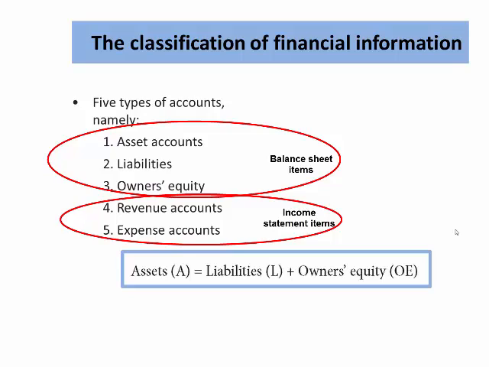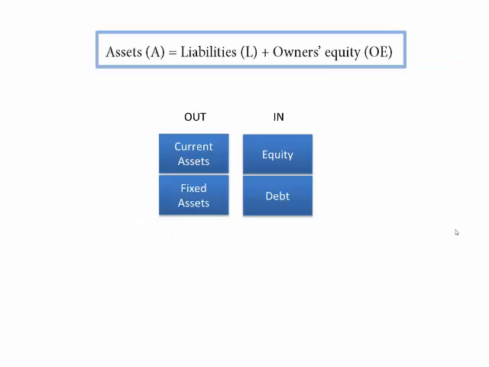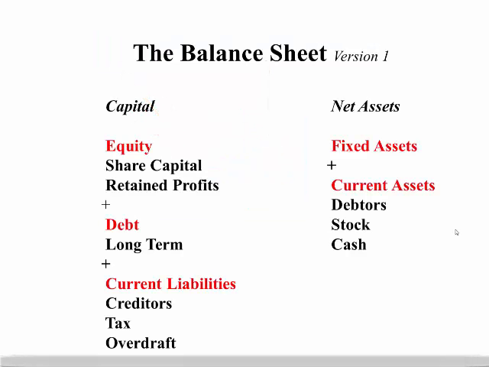Your balance sheet is broken out like this according to the accounting equation, and the accounting equation is that your assets equal your liabilities plus your owner's equity, so A equals L plus OE. And this is really what you have. It's broken down. You can see your assets are current assets and fixed assets, and where does that money come from? Your equity and your debt, as we have discussed earlier.